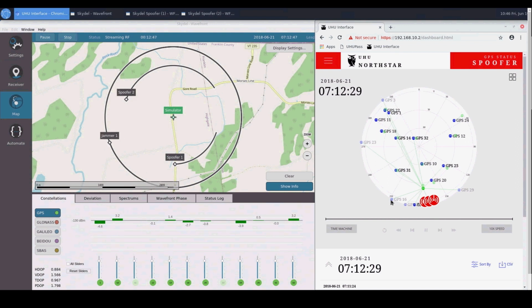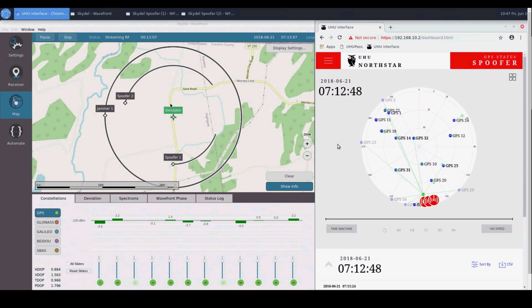So GPS 16 is being received from this location, from the spoofer, but GPS 16 is not even supposed to be in the sky right now. And the Yoo-Hoo Northstar figures it out, and shows you that it's below the horizon, but yet it can still receive that signal.